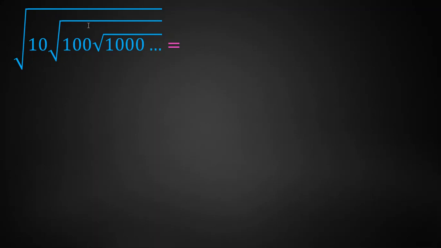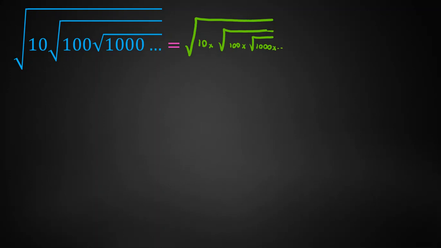Square root of 10 times square root of 100 times square root of 1000 and so on is what? So for solving this problem, at first we can say it is equal to square root of 10 times square root of 100 times square root of 1000 times and so on.